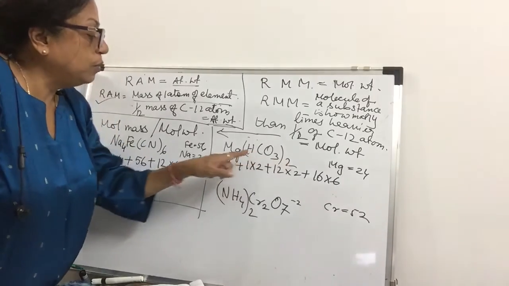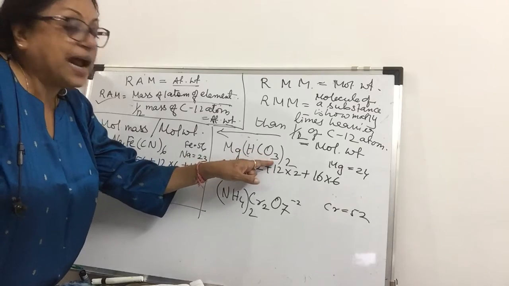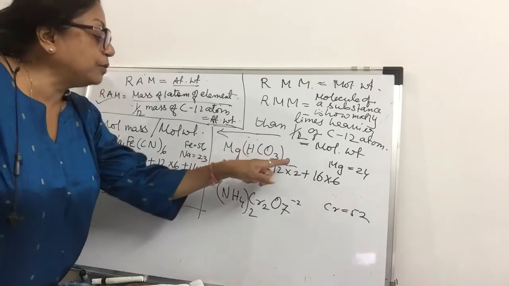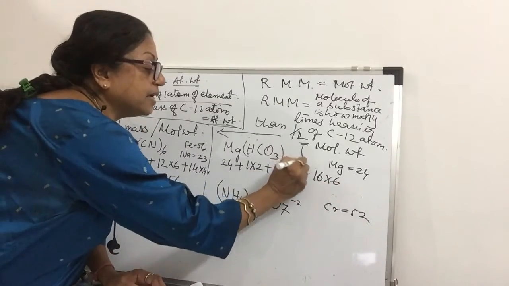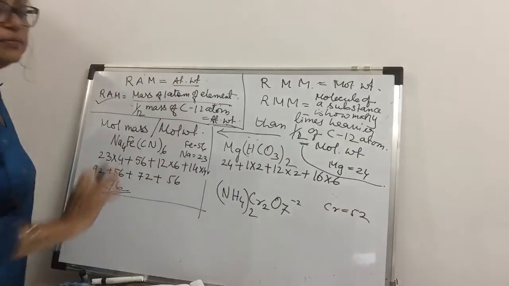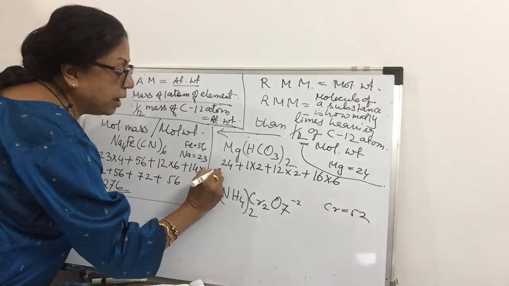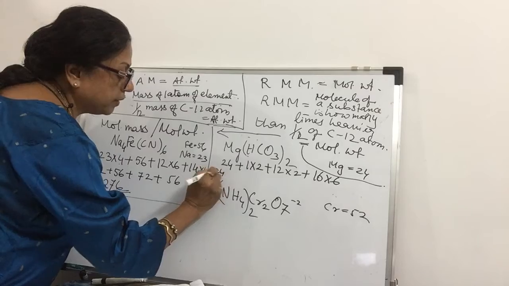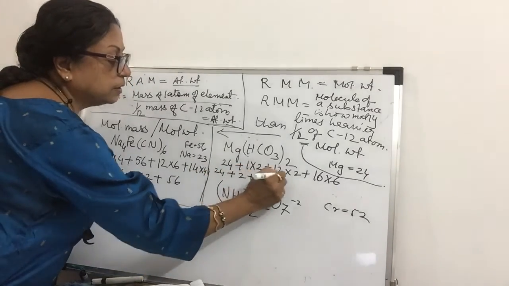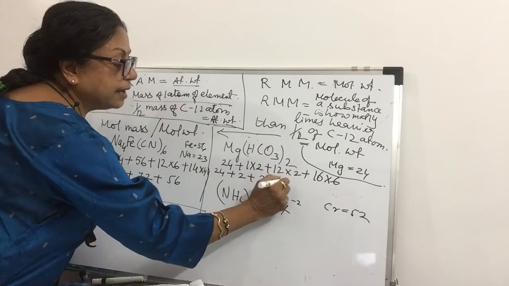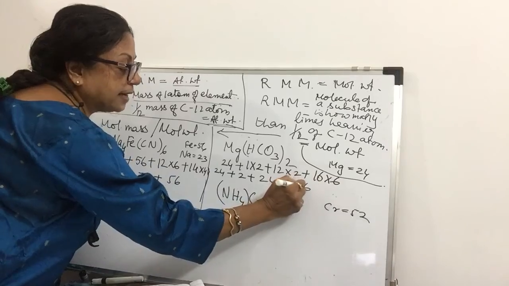Carbon is 2 times. Hydrogen is also 2 times, but oxygen here is 3 atoms, and the whole is 2. 3 2s are 6, so 16 into 6. This is the mistake children make. I have seen in many cases, good students also make it. So what you do is 24 plus 2 plus 24 again plus 16 into 6, 6 6s are 36, 6 1s are 6, 96.